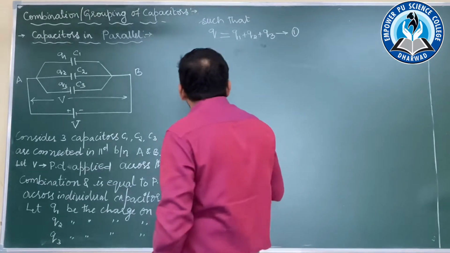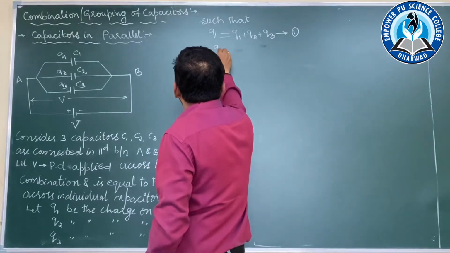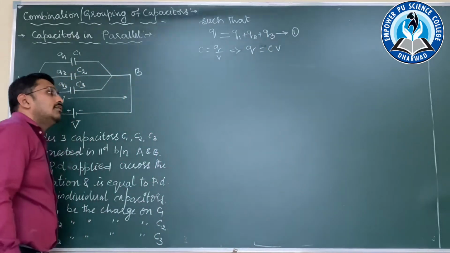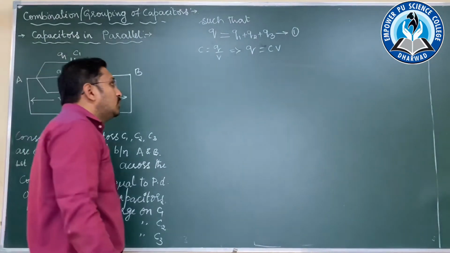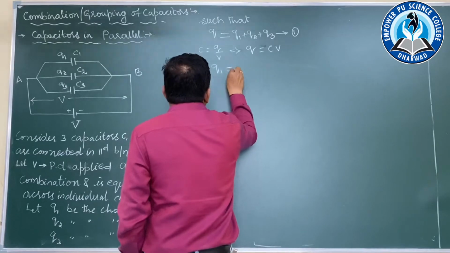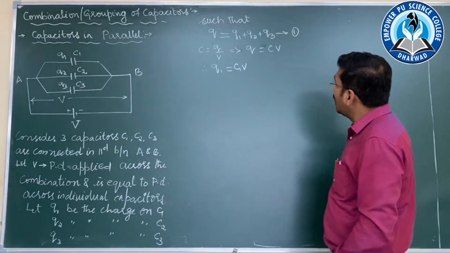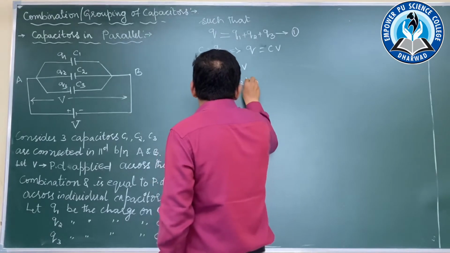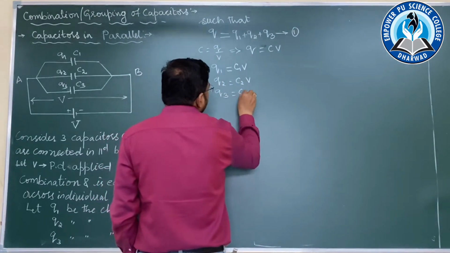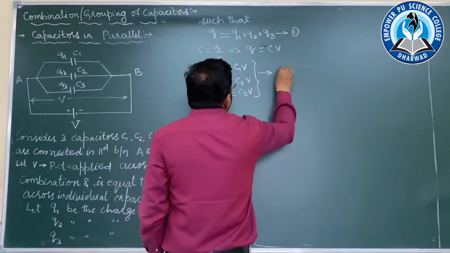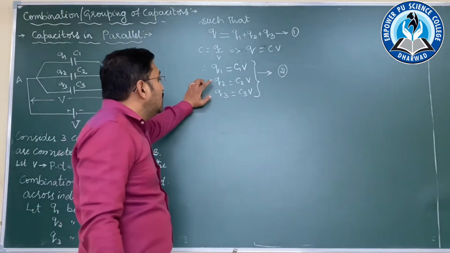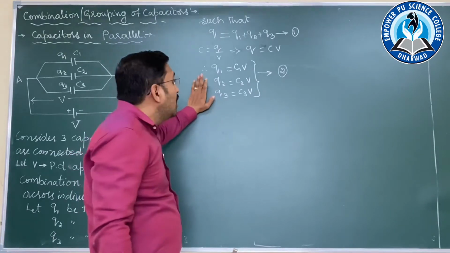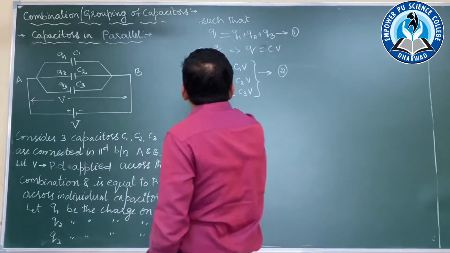Now, you know that C is equal to Q by V, which implies Q is equal to C into V. Therefore, Q1 is equal to C1V, Q2 is equal to C2V, and Q3 is equal to C3V. You can call this equation 2. Now, substitute Q1, Q2, Q3 in equation 1.